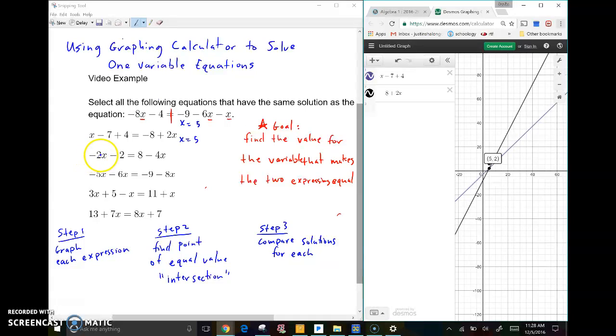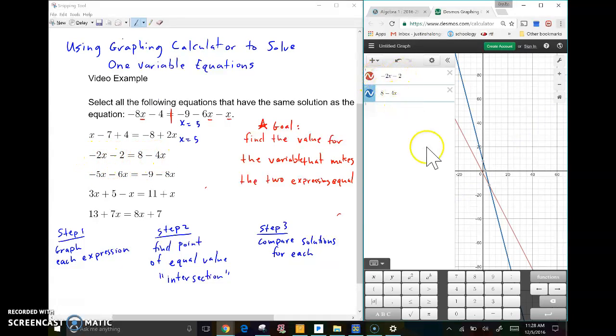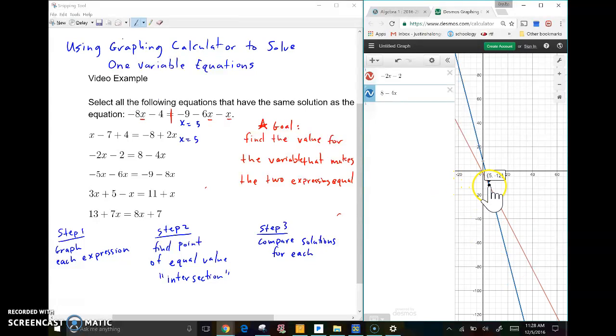I'm going to type in negative 2x minus 2 and then 8 minus 4x. So I've typed them both in. Now I'm looking for where they're equal value. They're equal value right here when x is 5. So again, the solution to this one is x equals 5. You can see the first two have the same solution as the one that was given to us in the directions. Now let's look at the third one, negative 5x minus 6 and negative 9 minus 8x.